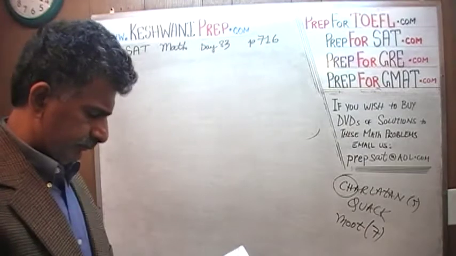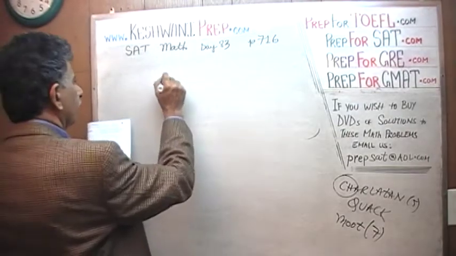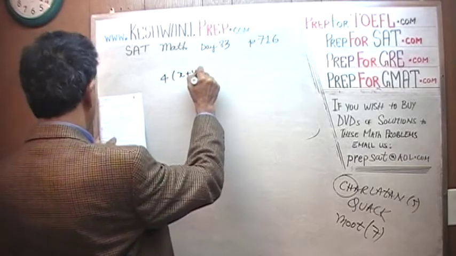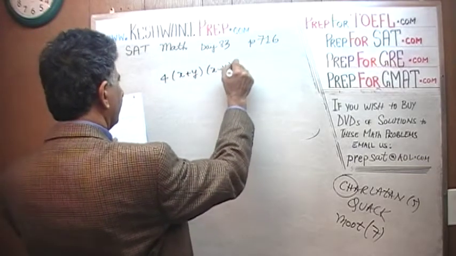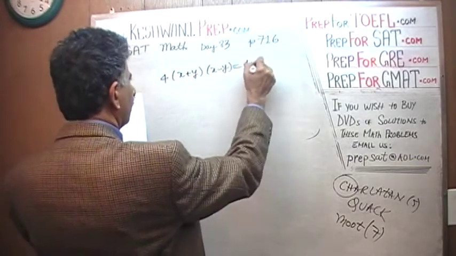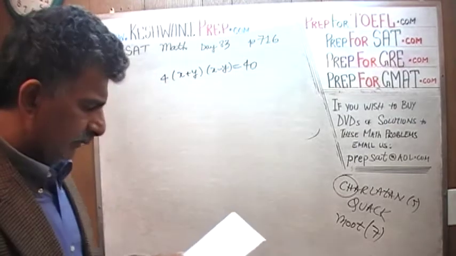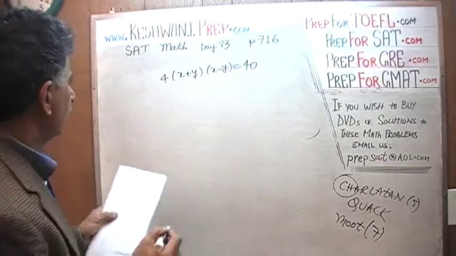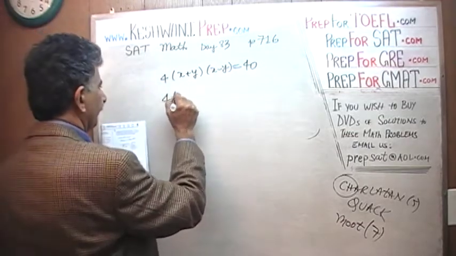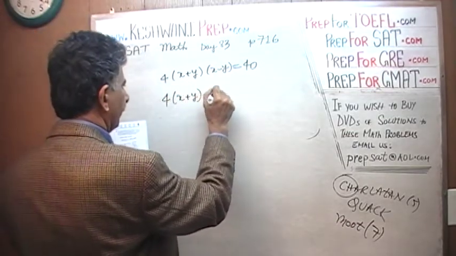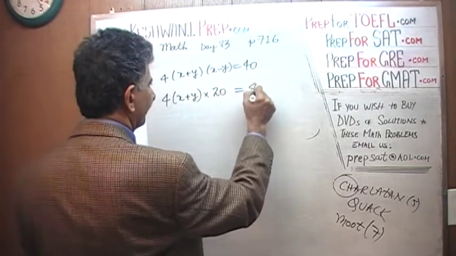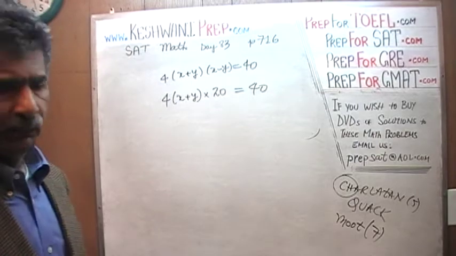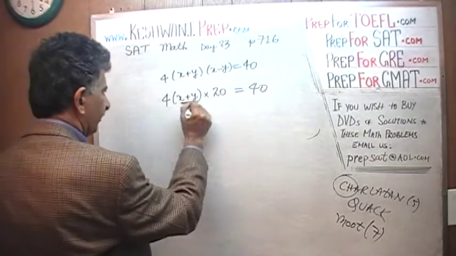Number 14. 4 times (x plus y) times (x minus y) equals 40. But then they go on to tell us that x minus y equals 20. So let's put it in there. x minus y equals 20. The question is, what's the value of x plus y? So we're just going to solve for this x plus y.